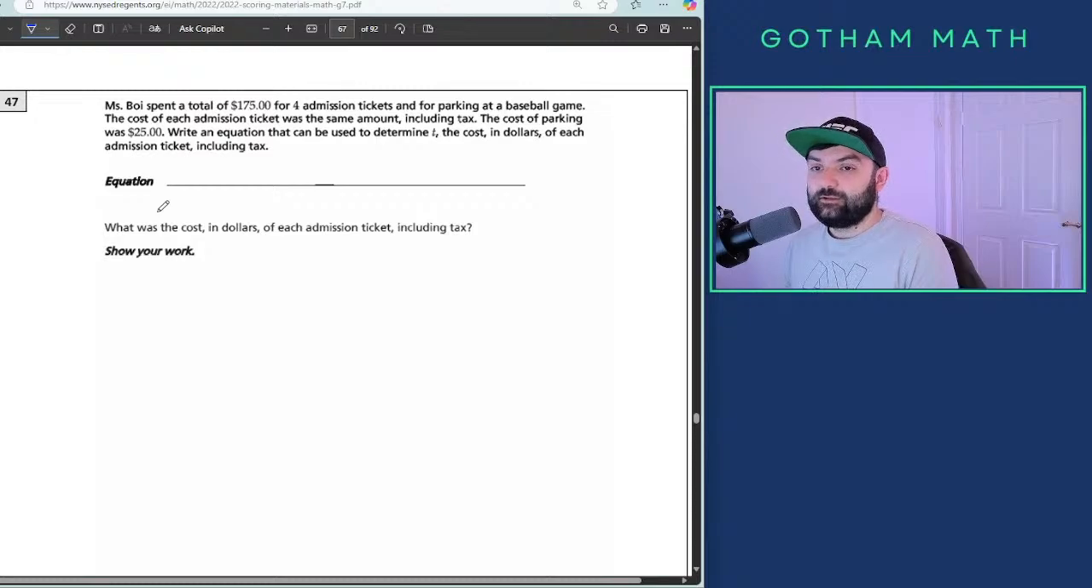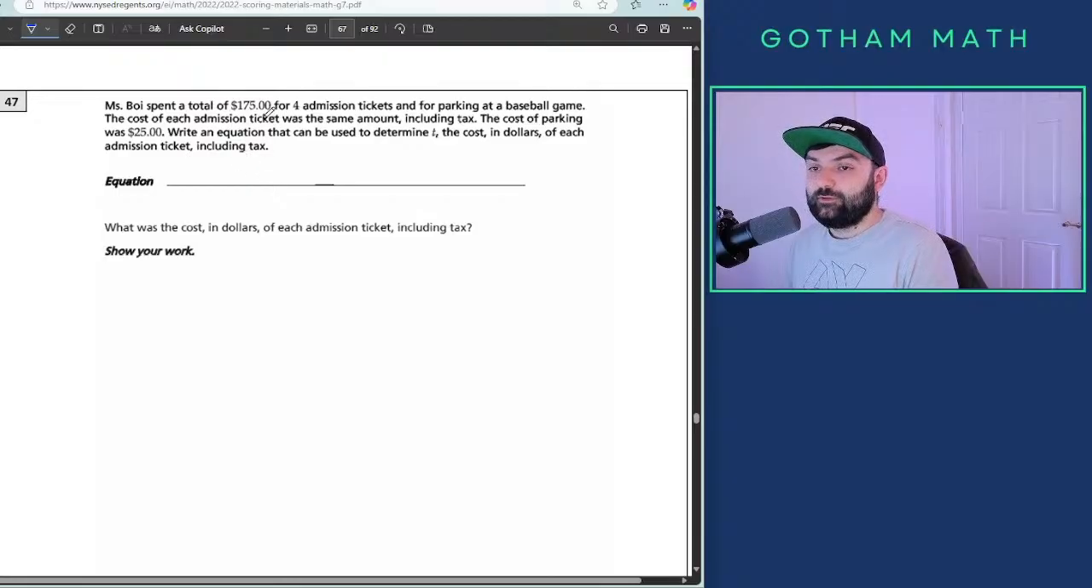So, Miss Boy spent a total of $175 for 4 admission tickets and for parking at a baseball game. The cost of each admission ticket was the same amount, including tax. The cost of parking was $25. Write an equation that can be used to determine T, the cost in dollars of each admission ticket, including tax.